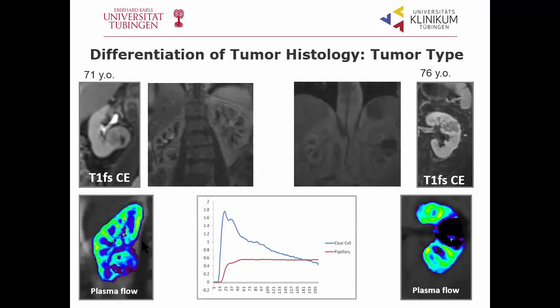And if you look at the enhancement curves, we can see first pass on the right mass, a very high initial peak, whereas we see a slow upslope on the left side.